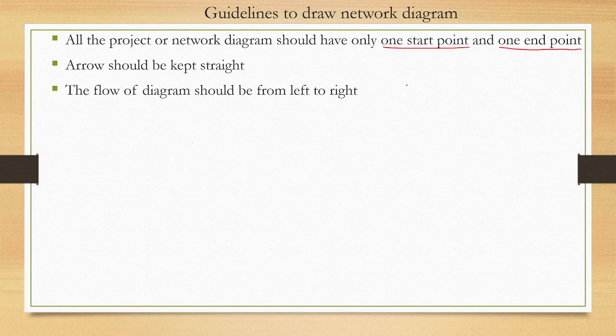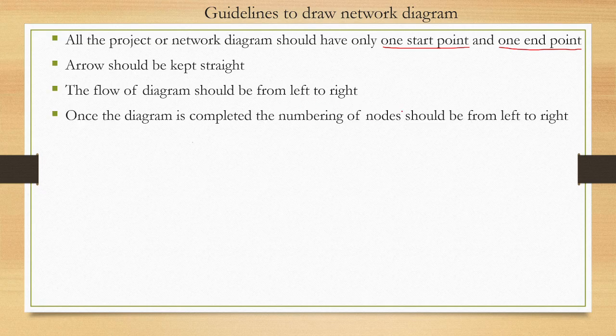The flow of the diagram should be left to right. If you want, you can go from right to left, that depends, but here we are looking for left to right. Once the diagram is completed, the numbering of nodes should be from left to right. Since we have drawn the diagram from left to right, that's why we fill in the numbers of the nodes from left to right.